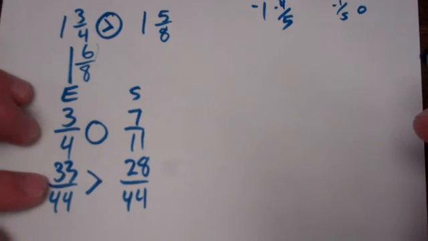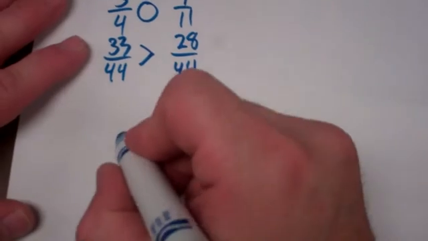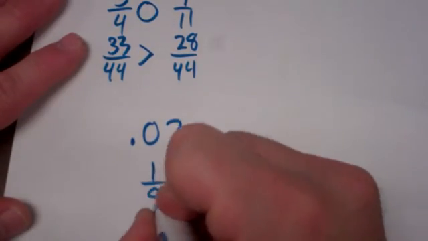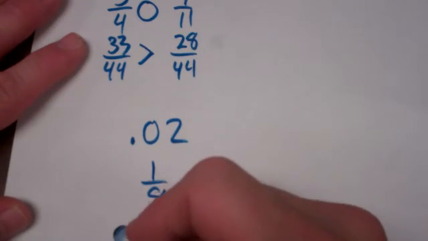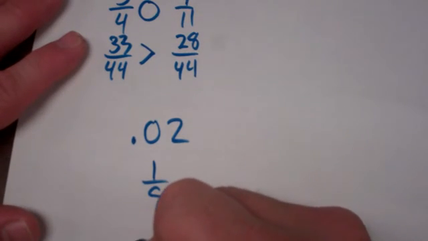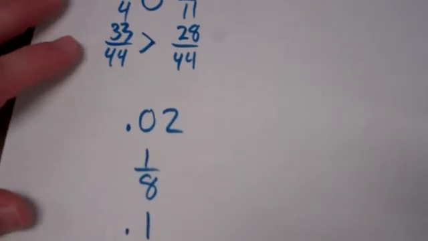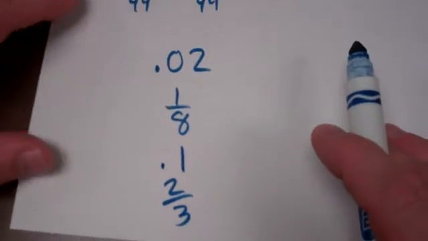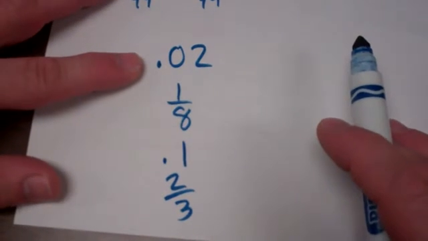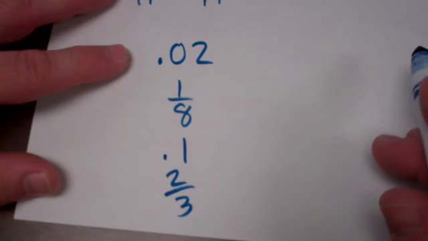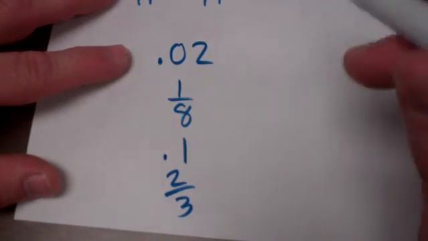Number 4, the lengths of 4 insects are 0.02 inches, 1/8 inch, and 2/3 inches. Oh, sorry, I missed one. 0.1 and 2/3. And we want to order these from least to greatest. Once again, the problem is you're seeing several different forms of numbers. So we're either going to go to all decimal or all fraction.